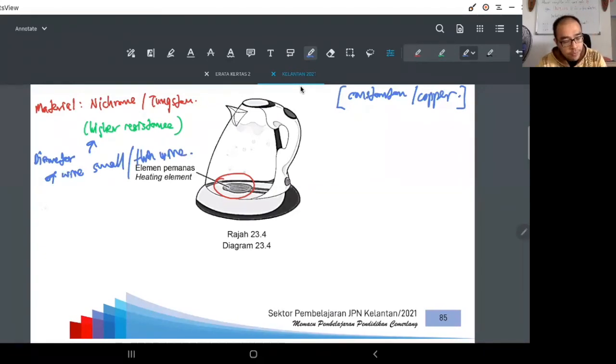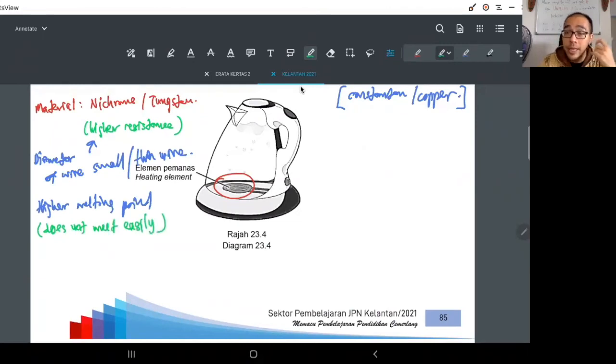Number three, higher melting point. The higher melting point means it does not melt easily. And this is very important. It cannot melt easily, because if it melts easily, then what's the point, right? This is the wire there. The heating element is the wire. Higher melting point.